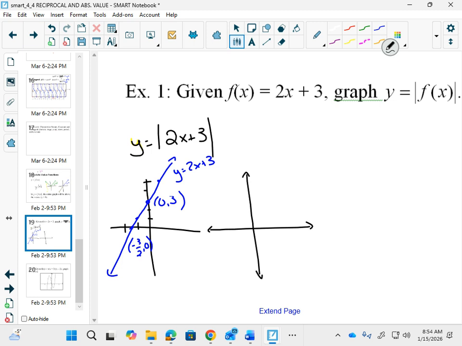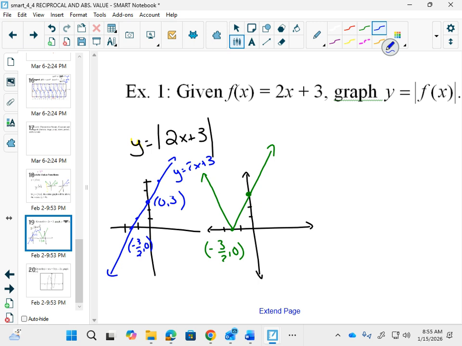Then whatever's positive is going to stay the same. So on our absolute value graph, we're still going to have that point. It's going to be really important to label your x-intercept. So I'm going to label -3/2, 0, because that's the place where it's positive. And everywhere where it was negative, you're going to reflect it up. So we get the same v-graph that you would have got by doing transformations.